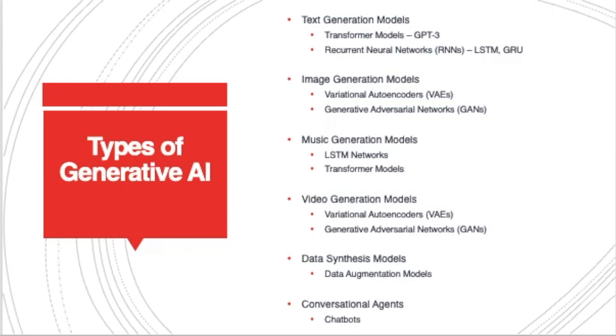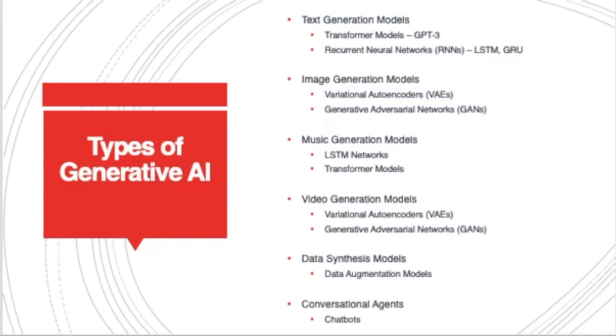Generative adversarial networks, or GANs, consist of a generator and a discriminator. The generator creates new images, and the discriminator evaluates them. The two networks are trained together with the generator improving over time to produce more realistic images.